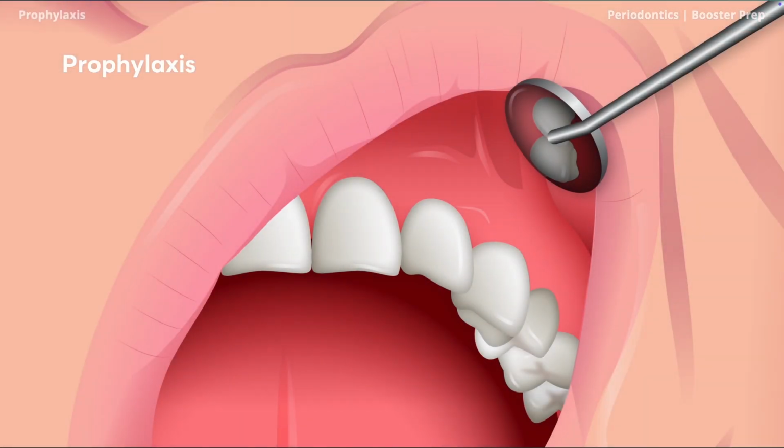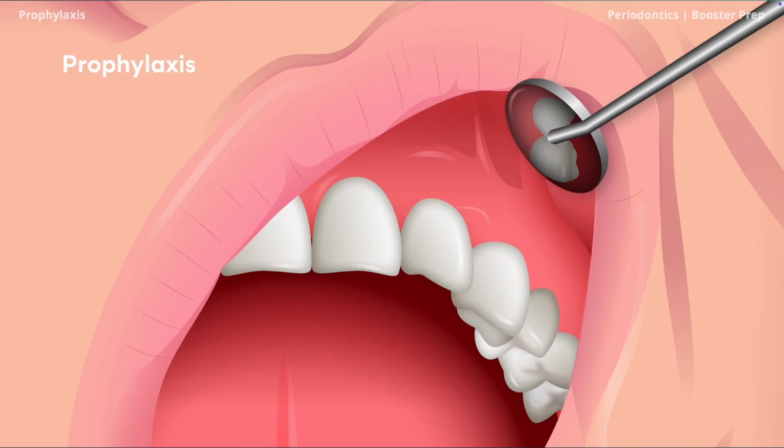Now that we know the 5 phases, let's zoom in on some high-yield details, starting with the non-surgical phase, also called initial therapy. One important procedure here is prophylaxis, and that's your basic dental cleaning. Hopefully we all know this, and it helps remove biofilm, calculus, and stains from your teeth.